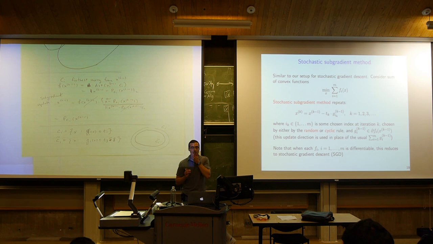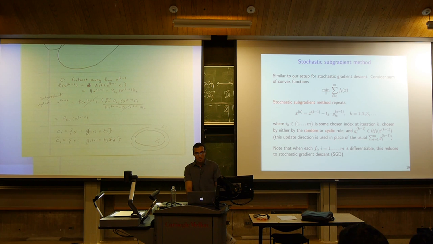The last bit I want to talk about for the subgradient method was the stochastic subgradient method. We want to minimize here, let's say, a sum of functions f_i(x), where we're thinking about the sum as being over many functions. So we have a lot of functions in our collection, and we're minimizing their sum.